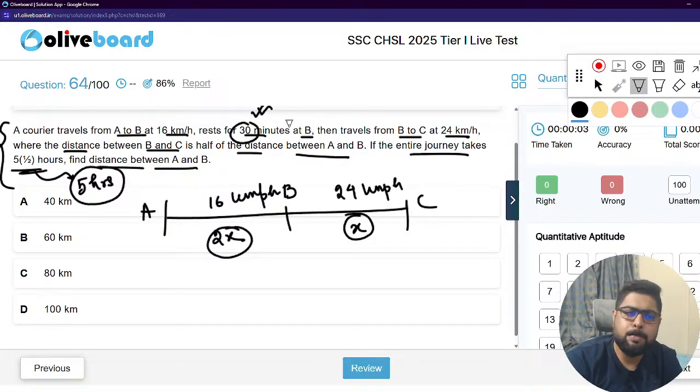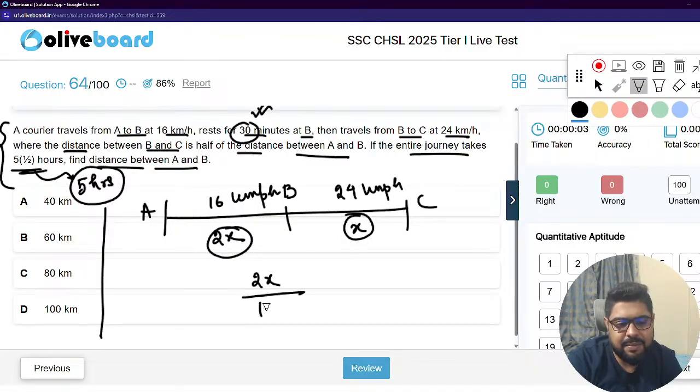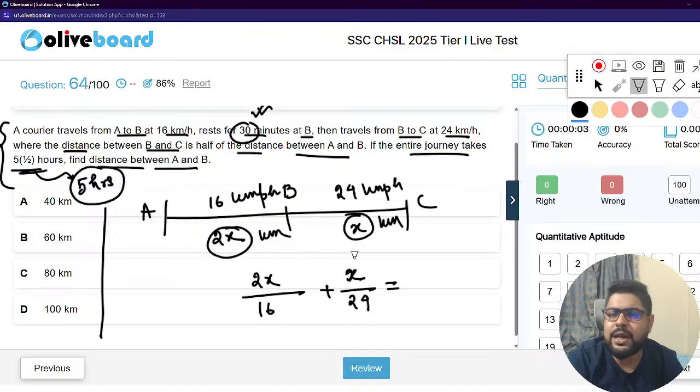What can we say about the total distance? The total distance they are asking, sir. So let's do this. 2x distance traveled at a speed of this, distance by speed. These are all kilometers, okay? And this is x distance traveled at a speed of 24. Time plus time, total time is 5 hours.